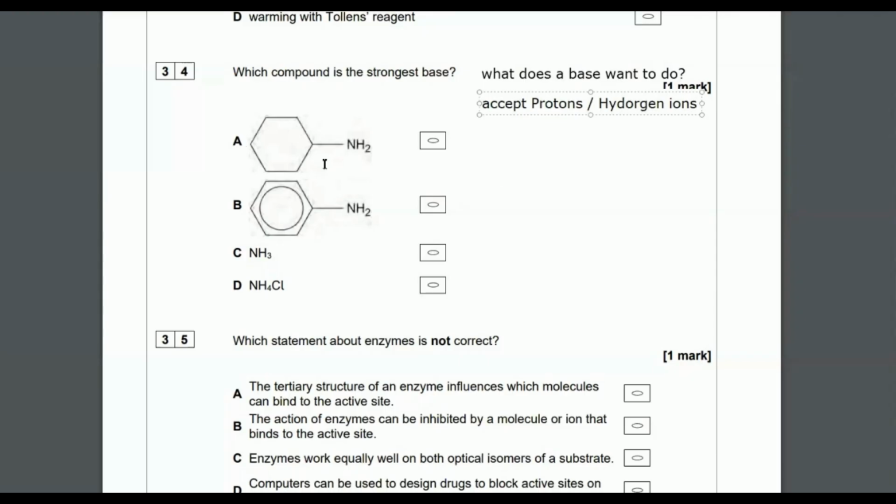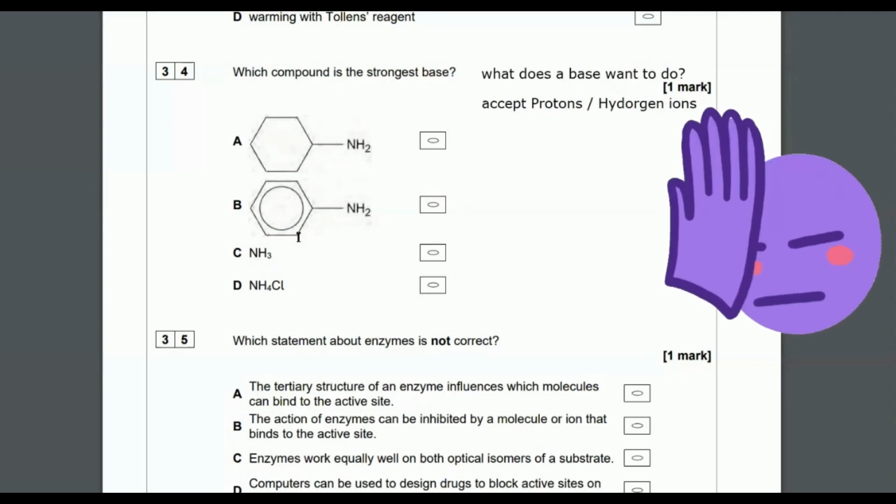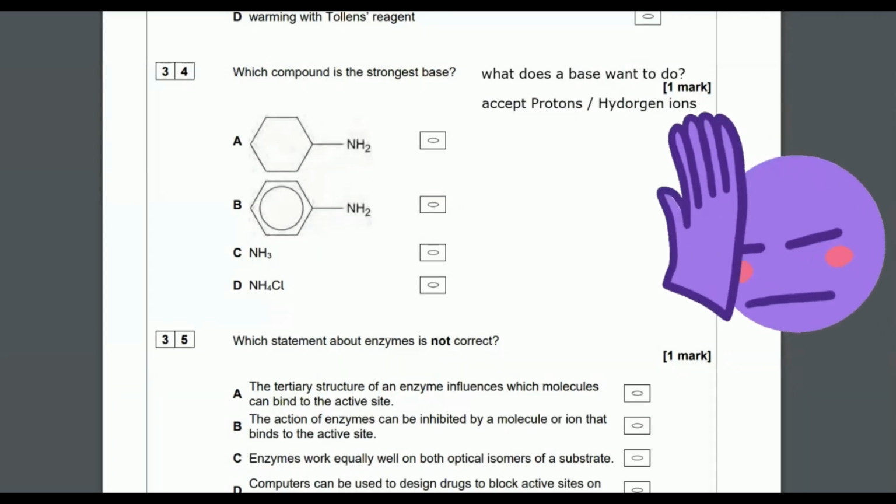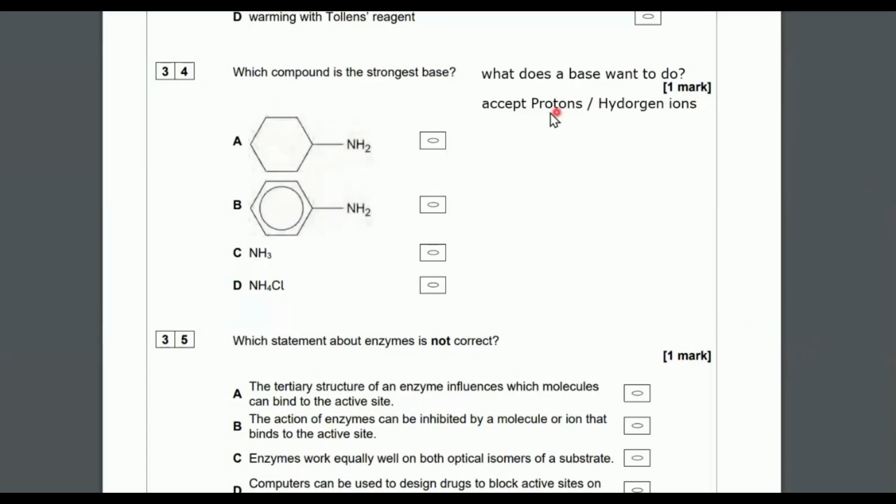So which one of these is going to be most likely to accept protons or hydrogen ions? We're looking at which one of these is the strongest base. Bases want to accept protons, so it's all about which of these has the most available pair of lone electrons on the N atom. On which of these are the electrons most available?